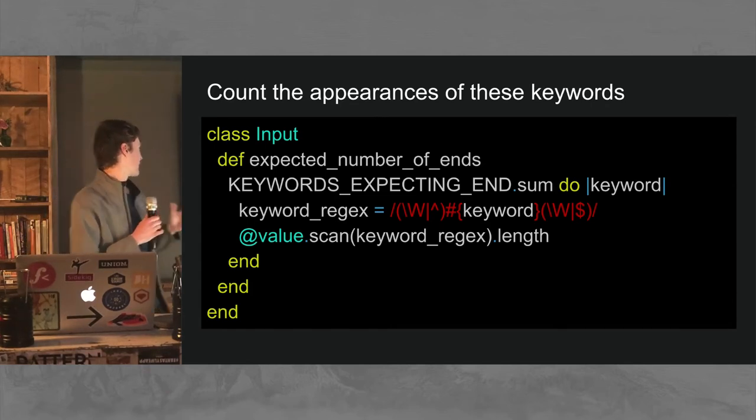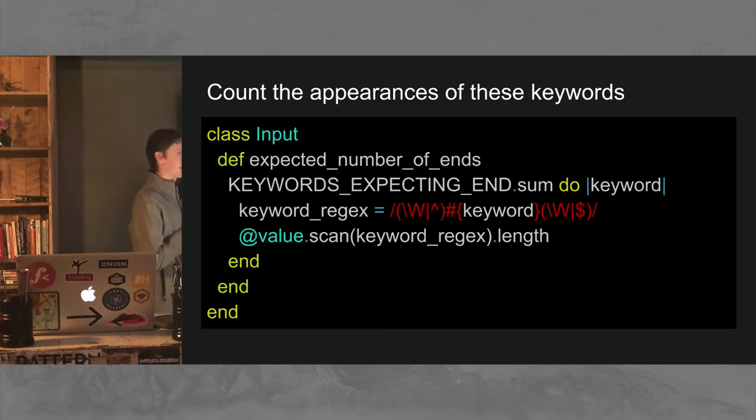And so then we're going to take the value, which again stores the user's provided input up to this point. We're going to scan that string, and the scan method on string just takes a regex and it grabs all the instances in the string that match that, and then we're going to just find the length of it. And so for each iteration, we're going to have the number of times that keyword appeared in our string. And then once we have all those, we're just going to sum them all together.